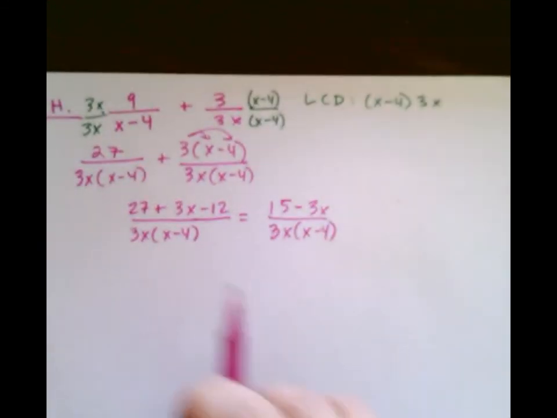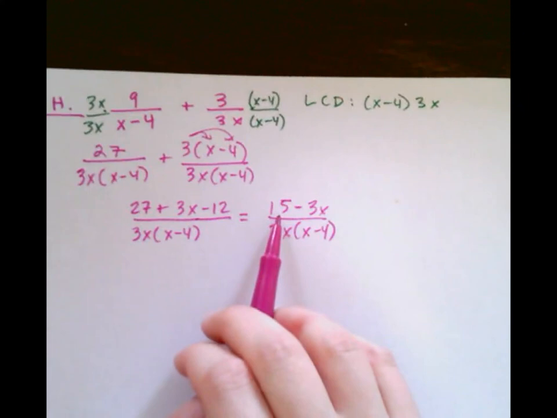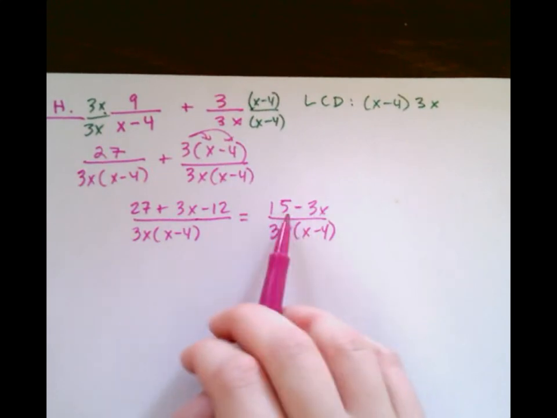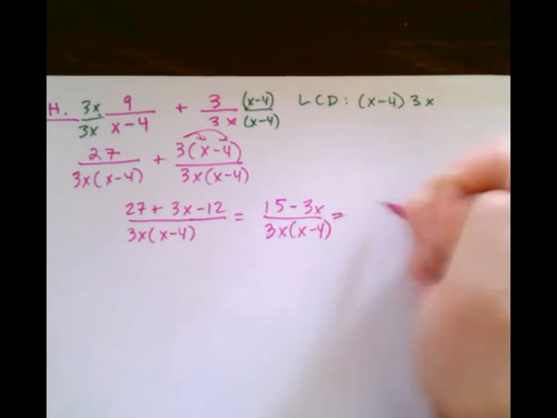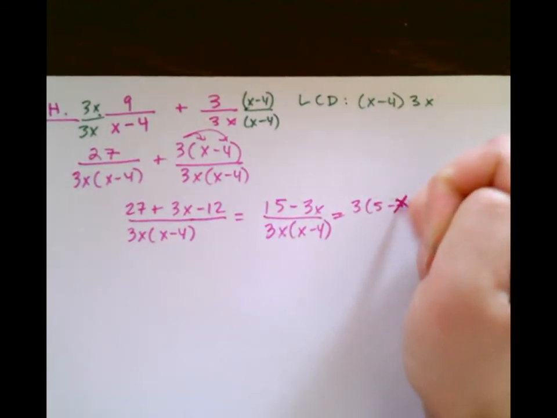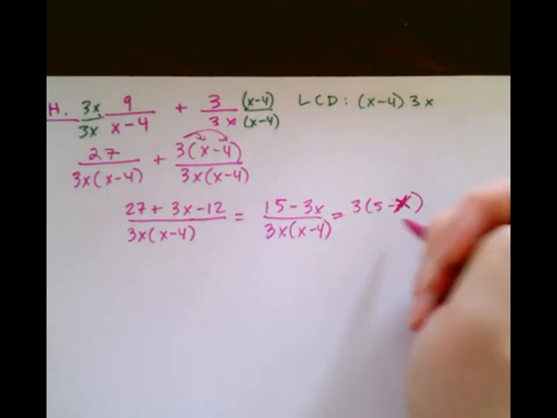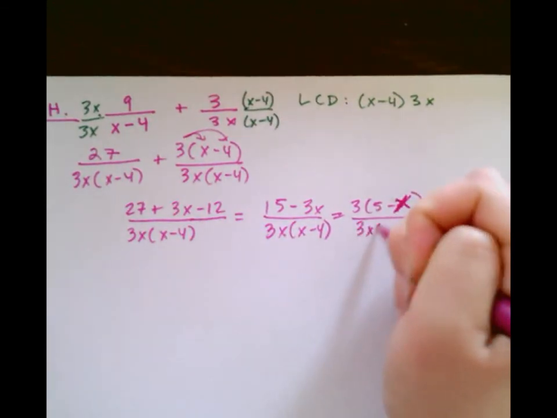Now I'm actually thinking, oh, maybe something is going to cancel here, right? Because I see there's a GCF now between these two terms. Oh, I could take out a 3, right? And then I'd have 5 minus x over 3x times x minus 4.